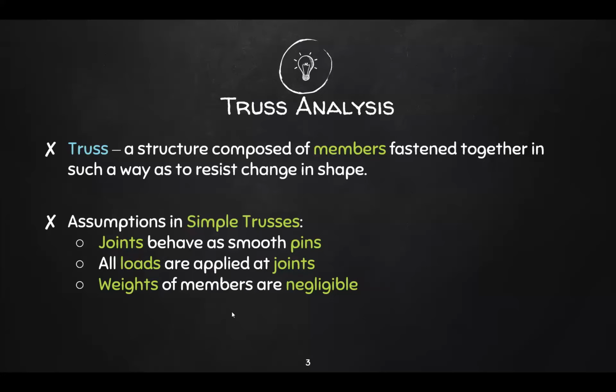In relation to that, weights of members are negligible because weight acts at the center of an object. And if that's the case, the center of a member is half its length. Therefore, that weight would create bending. And once again, bending is considered in frames, not in trusses. That's why weights of members of trusses are negligible. Okay?